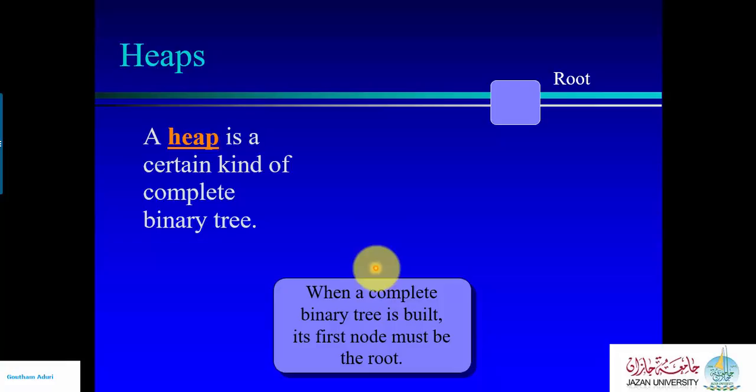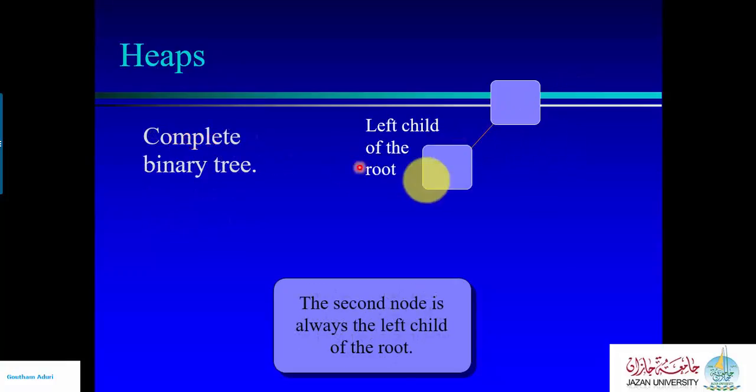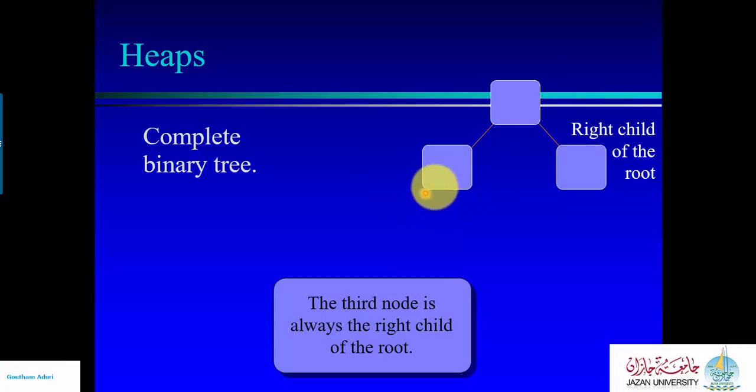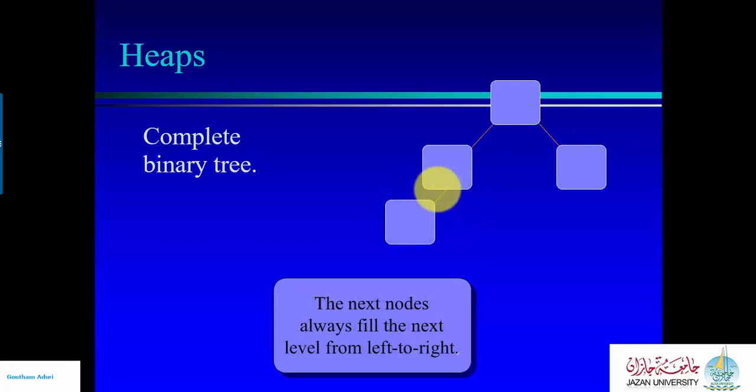When a complete binary tree is built, its first node must be the root. So how do we start building with the elements? The first node is the root, and then it has two children. One is the left child, then comes the right child. Then for the left child, it will build two children. The next node always fills in from left to right.